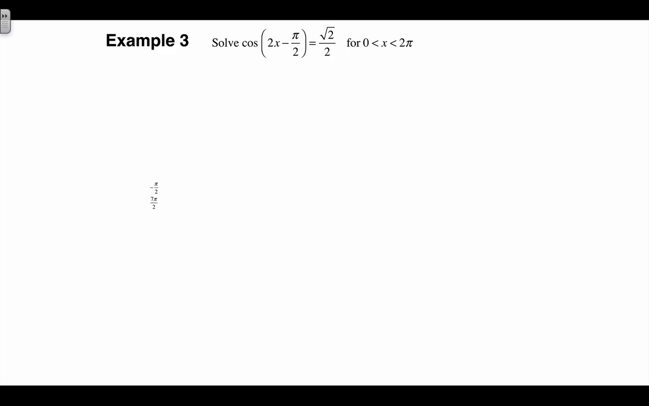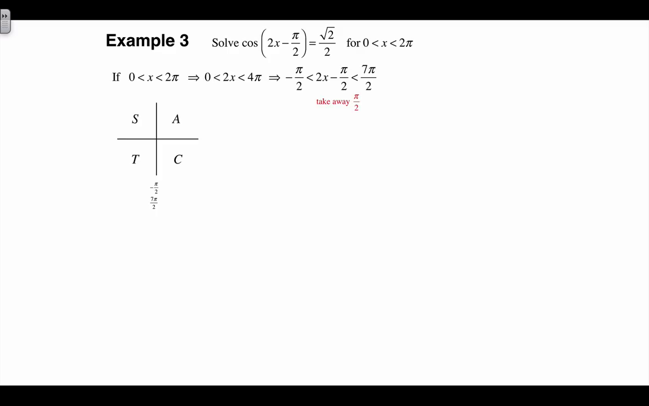Now, once again, because we're solving for 2x minus pi on 2, let's change the bounds. So if 0 is less than x is less than 2 pi, well, if we multiply everything by 2, we get 0 is less than 2x is less than 4 pi. Now, that's not quite what we want either. We want to match the thing in the middle of the bounds to the thing in the middle of the brackets. So we're going to take away pi on 2 as well. So minus pi on 2 is less than 2x minus pi on 2 is less than 7 pi on 2.